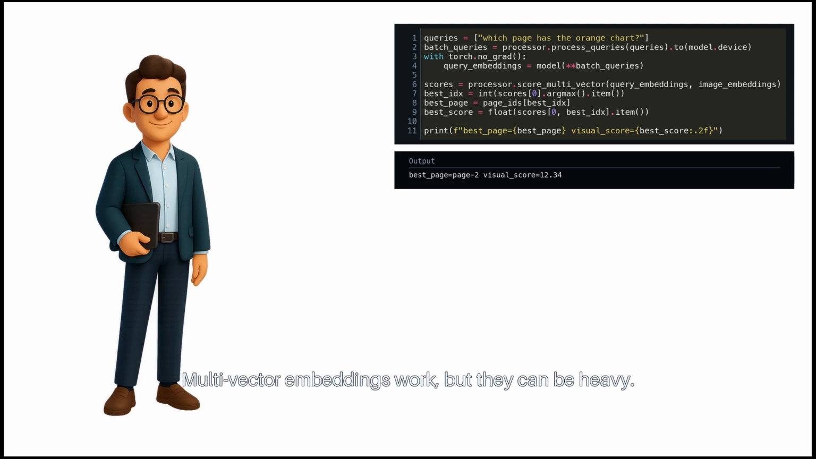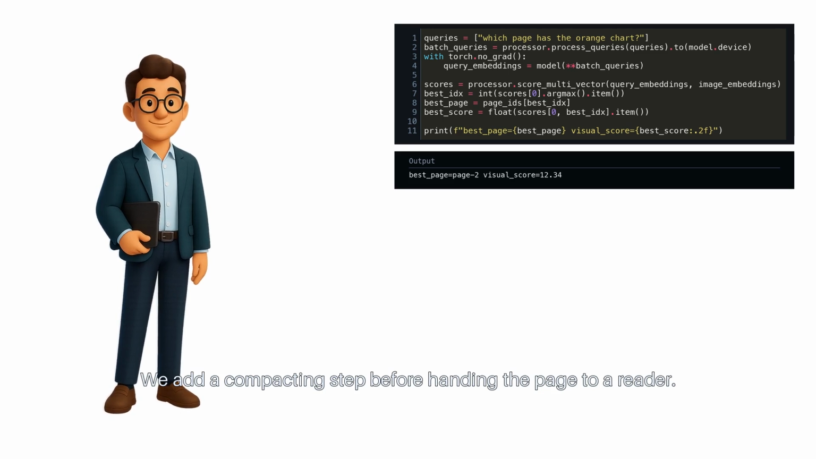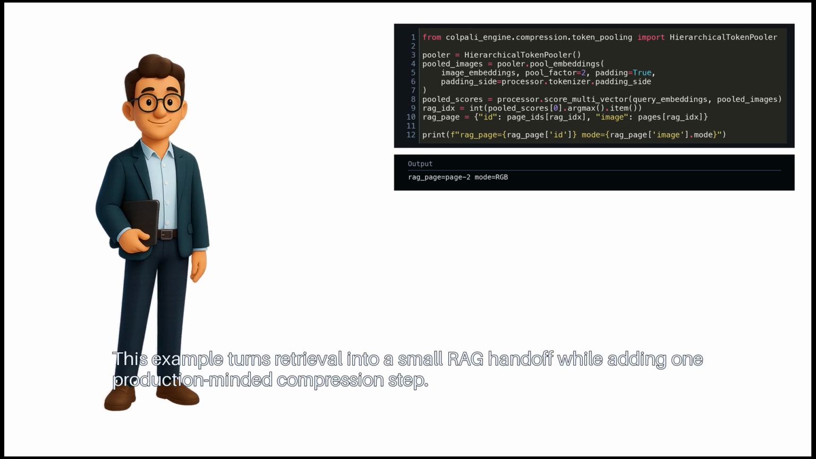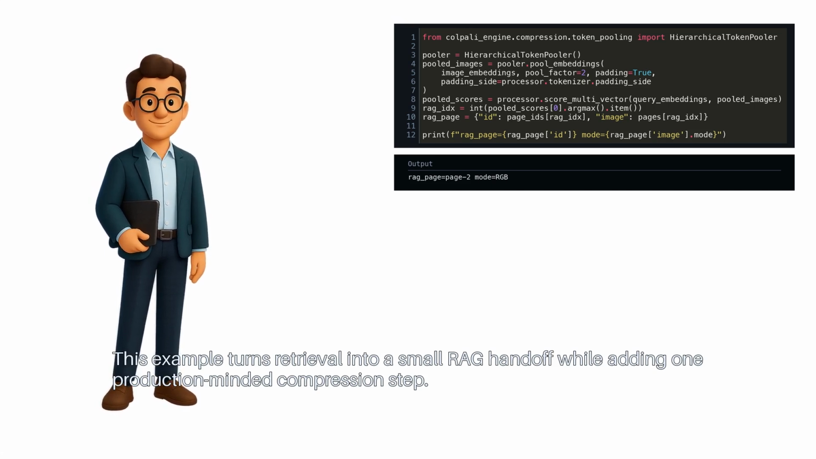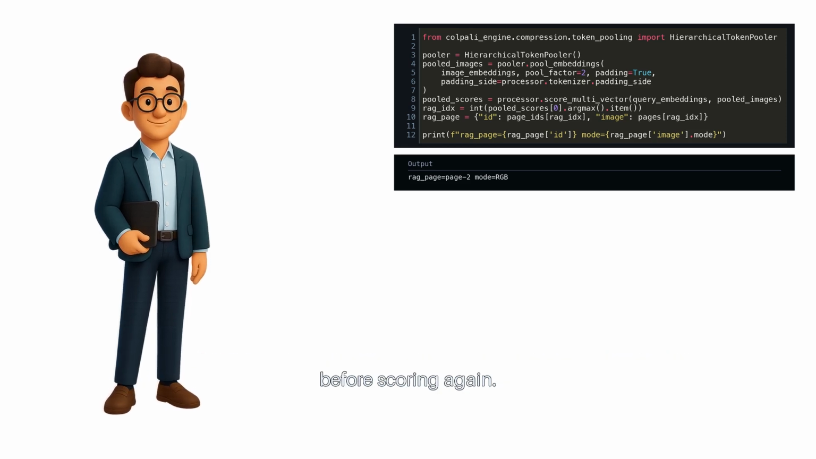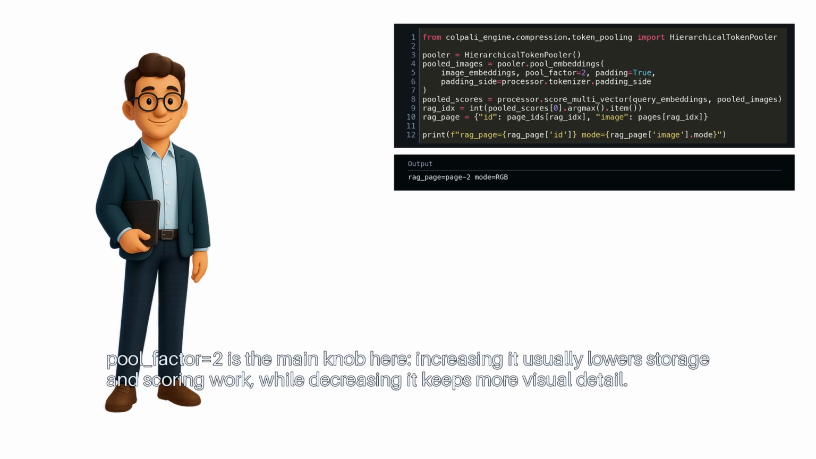Multi-vector embeddings work, but they can be heavy. We add a compacting step before handing the page to a reader. This example turns retrieval into a small RAG handoff while adding one production-minded compression step. Multi-vector page embeddings are powerful, but they can be larger than single-vector indexes. So HierarchicalTokenPooler reduces the page vectors before scoring again. Pool factor equal to 2 is the main knob here. Increasing it usually lowers storage and scoring work, while decreasing it keeps more visual detail.